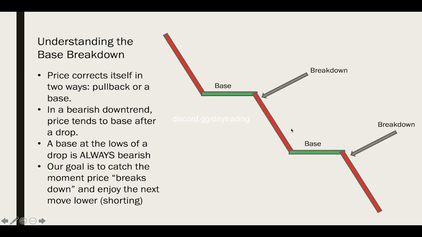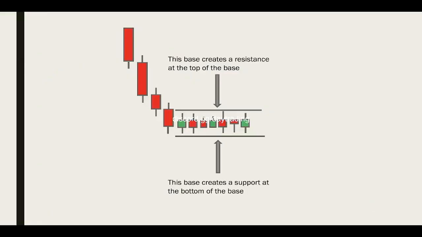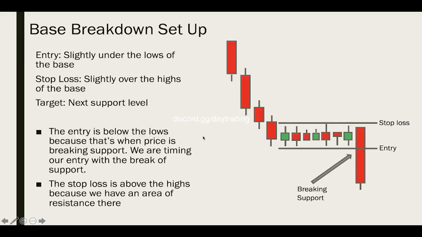We have to understand that in a bearish downtrend, price tends to base after a large drop. That's just what happens. That's the way price tends to correct itself. It tends to correct itself through a base at the lows. So the same thing here. After we have a drop and we have this consolidation, with these candles trading in this price range, at the bottom of the consolidation we have an area of support, and at the top of the consolidation, over the highs of the base, we have an area of resistance. The same exact thing as we discussed before, except the opposite.